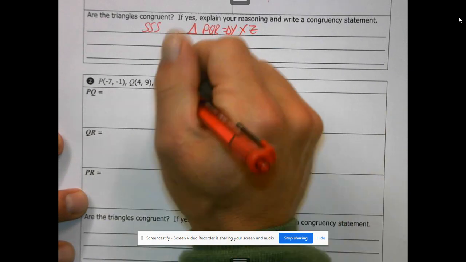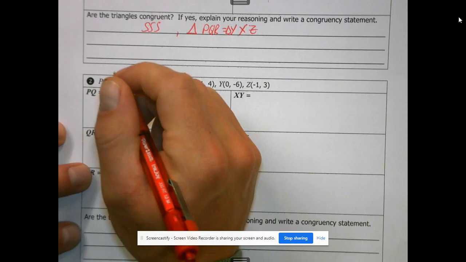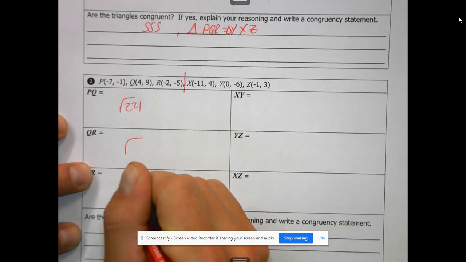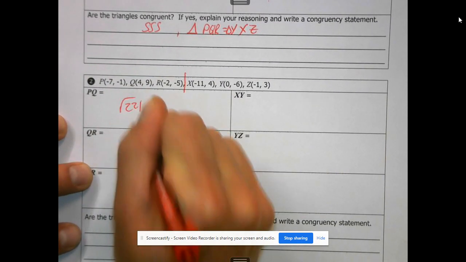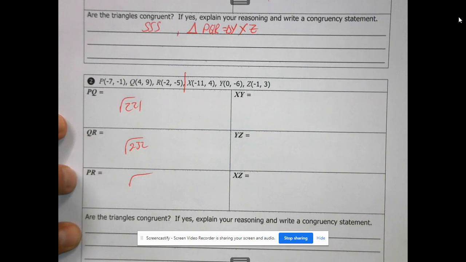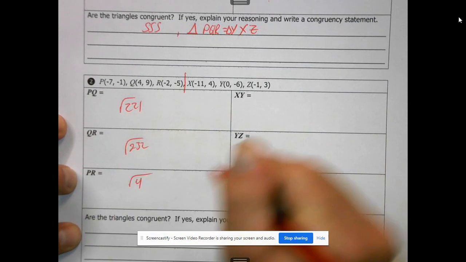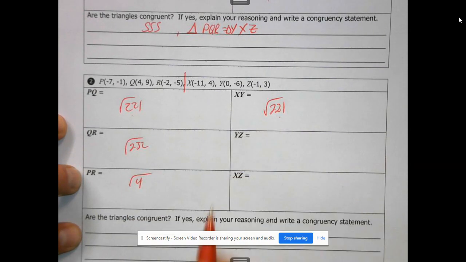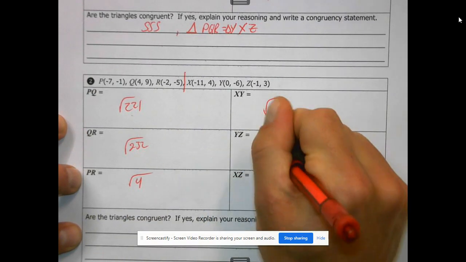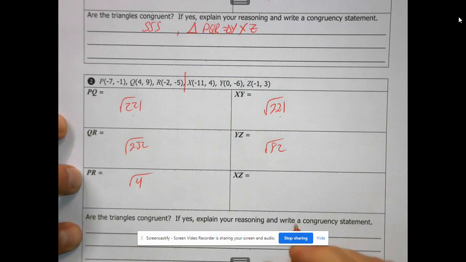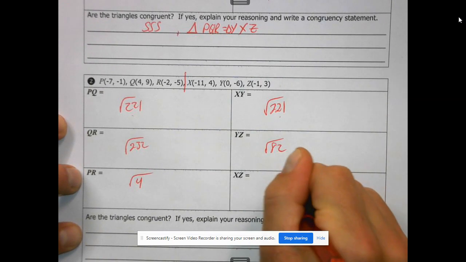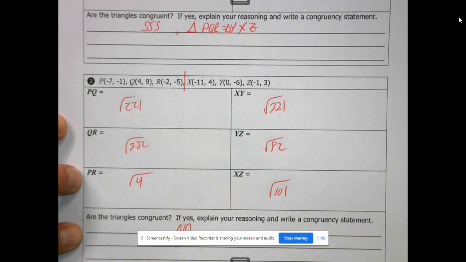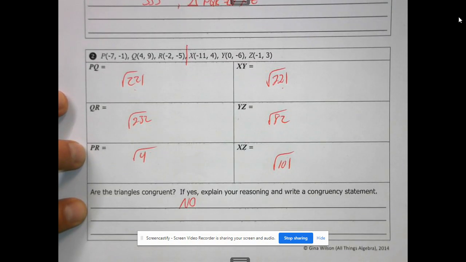Number 2, once again, we've got two triangles. I'm going to give you the answers. PQ is square root 221. QR is 232. PR is square root 41. XY is 221. There's one set. XZ is square root 82. And you can basically stop there because we don't have any sides that match up here. So this is going to be a no. You do not have 3 sets of congruent sides.